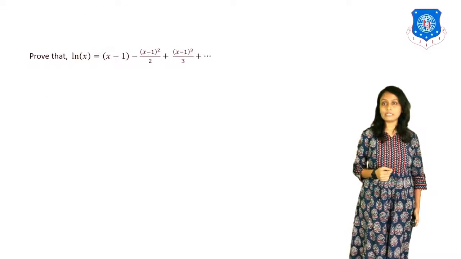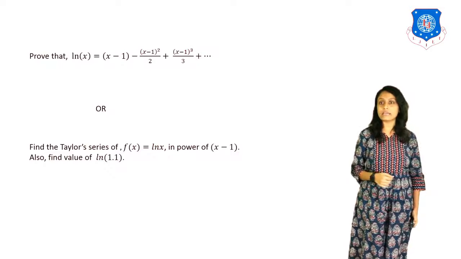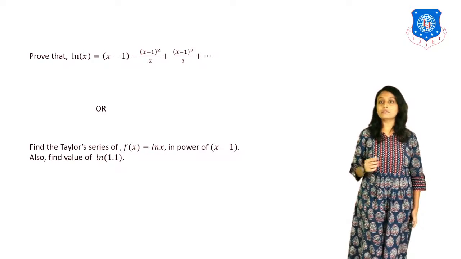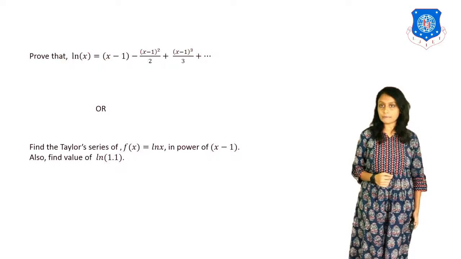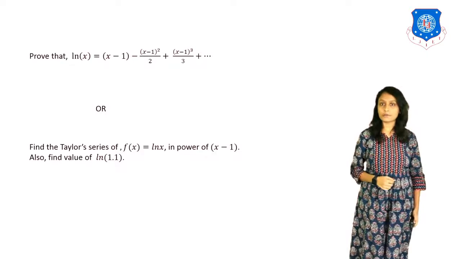Here the question is, prove that ln x is equal to (x minus 1) minus (x minus 1) whole square upon 2 plus (x minus 1) whole cube upon 3 plus so on. And this question can be again asked as, find Taylor series of f(x) equals ln x in powers of x minus 1. And here it is asked that we have to find its value at ln 1.1. Okay, so question can be asked in any form, solution will be same. Now let's see its solution.